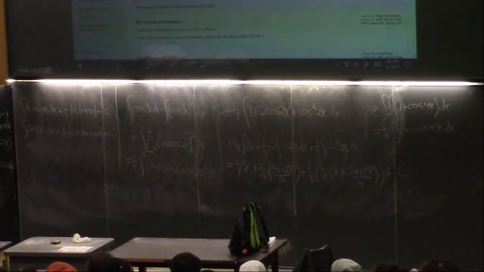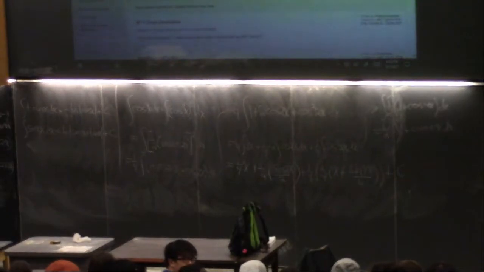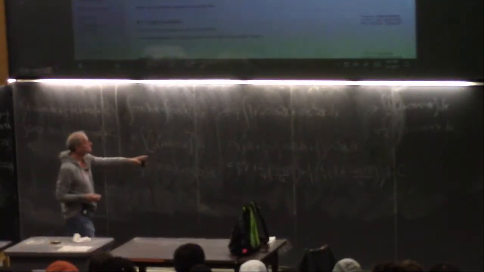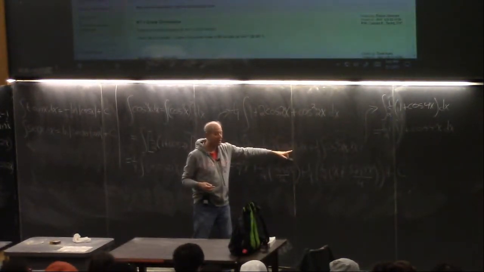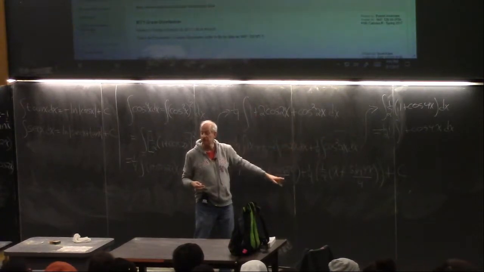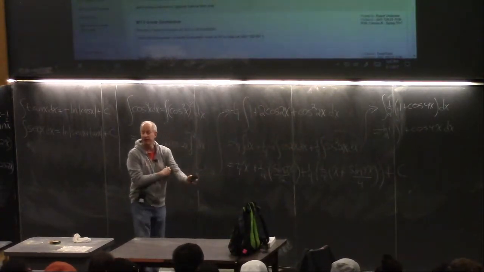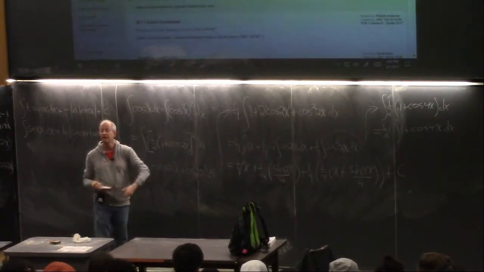So far, so good? Yes? I just want to know why sine 2x. Okay, so we did this last time. If you have cosine of 2x, the antiderivative is sine of 2x divided by the derivative of 2x, which is 2. So it's the chain rule for integrating, going the other way.